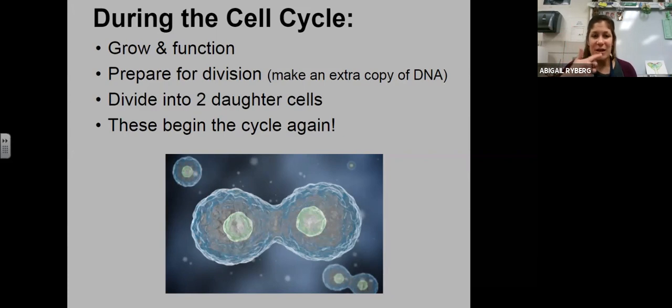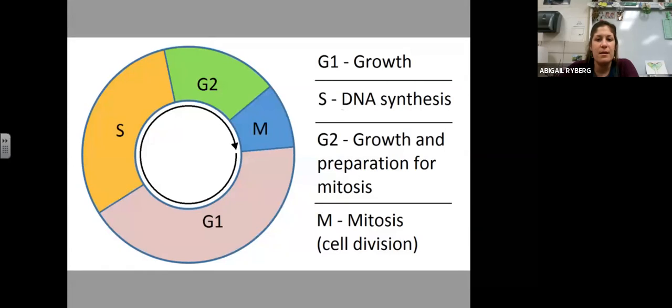Inside our mouths, tongue, the sides of our cheeks, and so on. Okay, so here's the cell cycle. Every cell in your body is in one of these 4 phases. You'll have to memorize this.